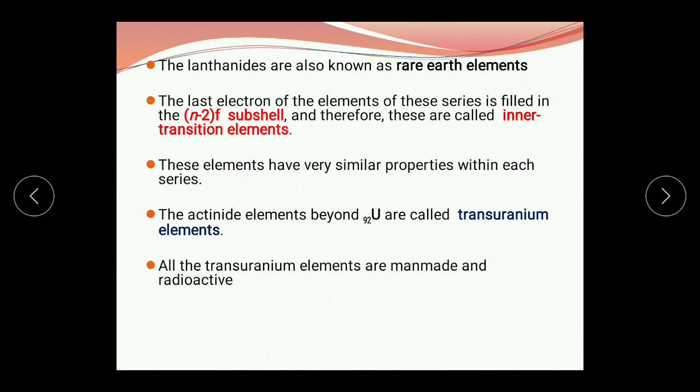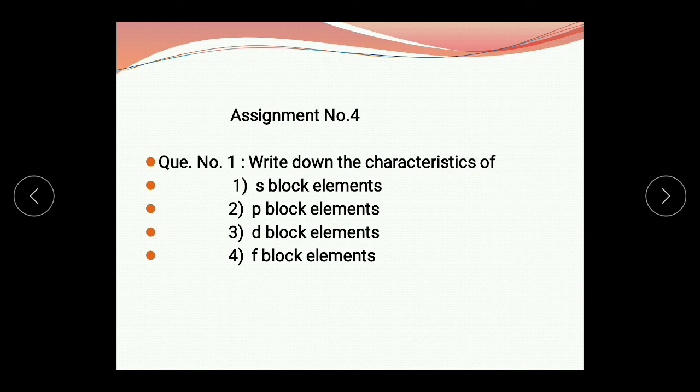So, what will be the assignment for today's session? Write down the characteristics of S block, P block, D block, and F block elements. In characteristics, write down where they are located, which type of elements they are, and particularly any property if you remember. Write down at least 3 to 4 properties of each block element. So, this is for today's session.